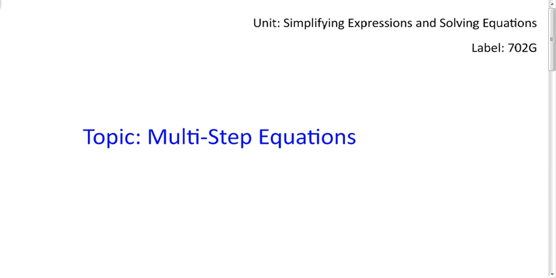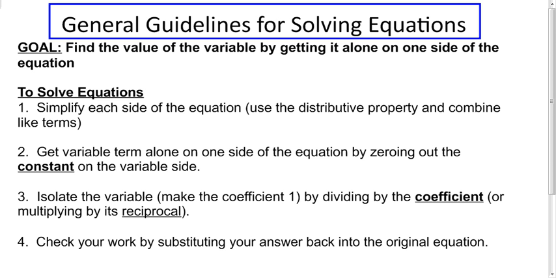In this video, we'll see how to solve multi-step equations. To recall our guidelines for solving equations, remember our goal is to find the value of the variable by getting it alone on one side of the equation. To solve it, I want to simplify each side of the equation using the distributive property or combining like terms. Sometimes we'll be working with this a lot, distributive property and combining like terms.